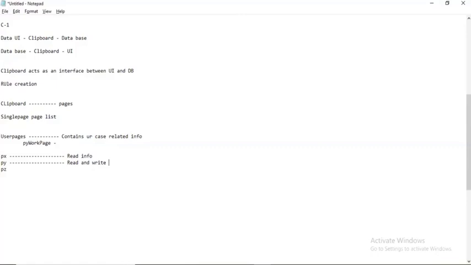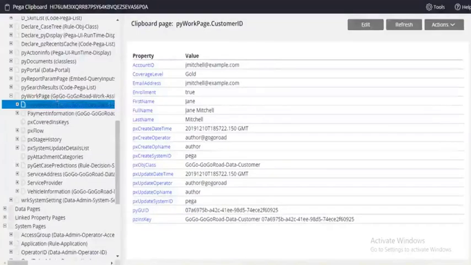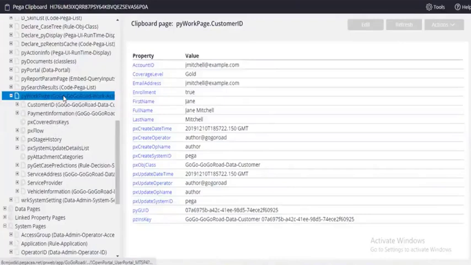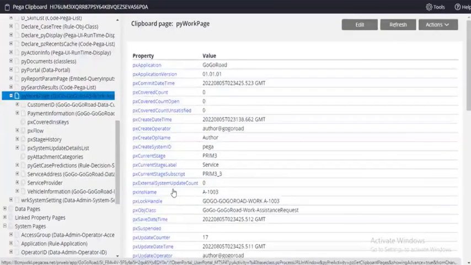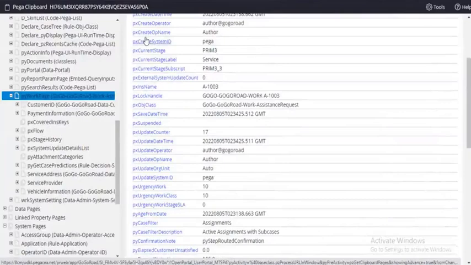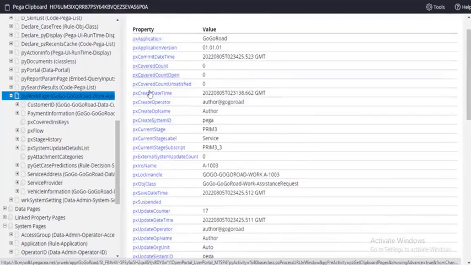I'll tell you how to manipulate the data. We have a data manipulation concept there, where I'll show how to modify data on the clipboard. But understand that PY properties we can read and write. There are so many PY properties. You can find a PY work page, and PY label will be there. These are all PX properties; you cannot change these things.